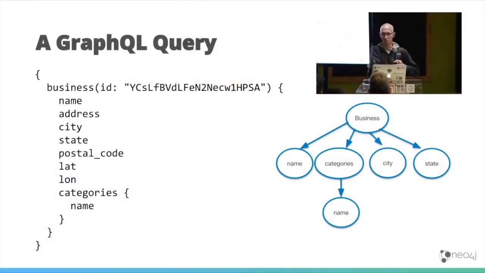And then if we imagine that as a graph, the documentation of GraphQL talks a lot about structuring the data. So we could imagine that we've got a business, and it sort of breaks down into various components. We've got a name, we've got some categories, we've got a city, and we've got a state. And the only one that then has another layer below that is the categories, which has a name. All the other things are strings.